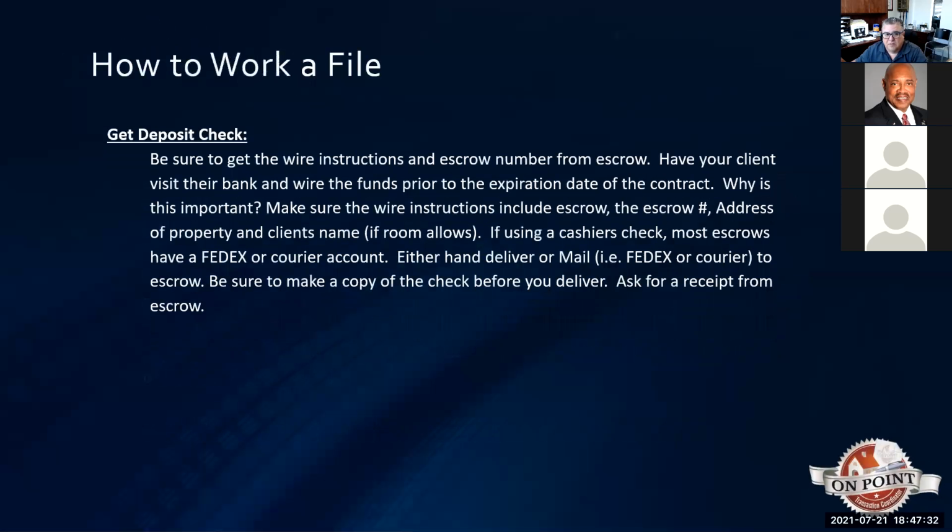All right, so get the deposit check, right? This is a little bit different than what we're used to, but wiring just seems to be the go-to, and it's also part of the contract. So if wiring is intended, you don't have to fill anything out on, I think, section number 2 of the RPA on page 1. You don't have to fill any of that part out because it already says electronically or electronic funds, which is wiring. Okay, so be sure to get the wire instructions and escrow number from escrow.